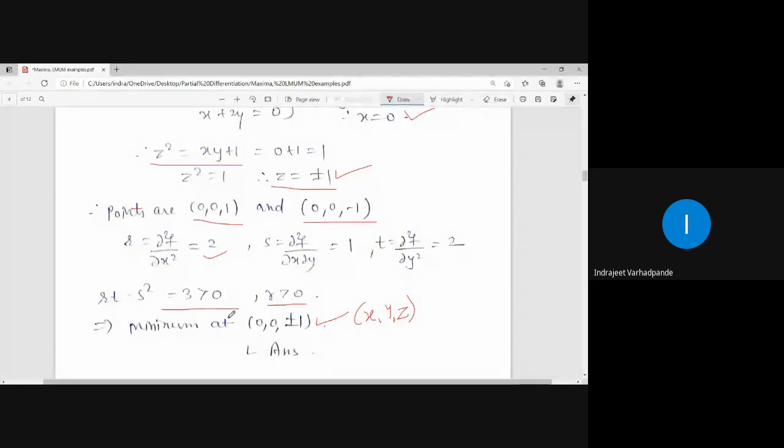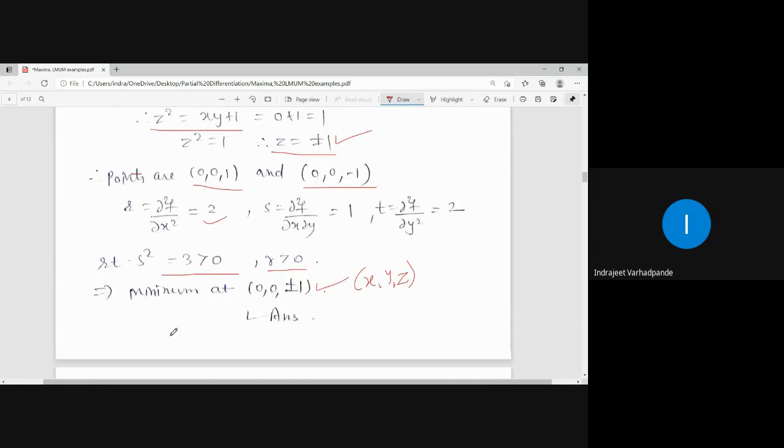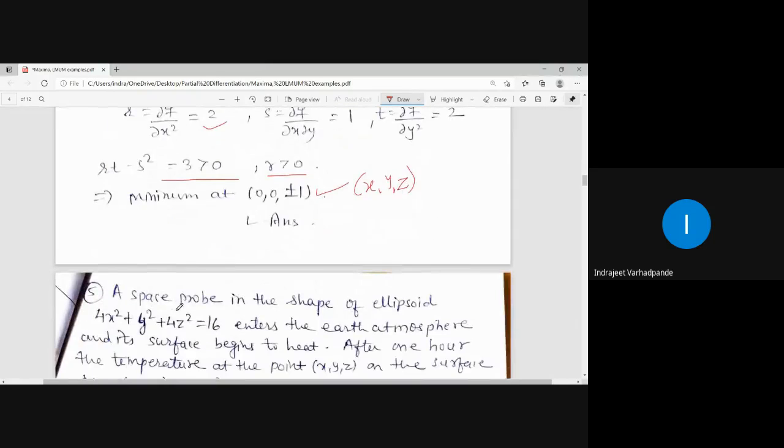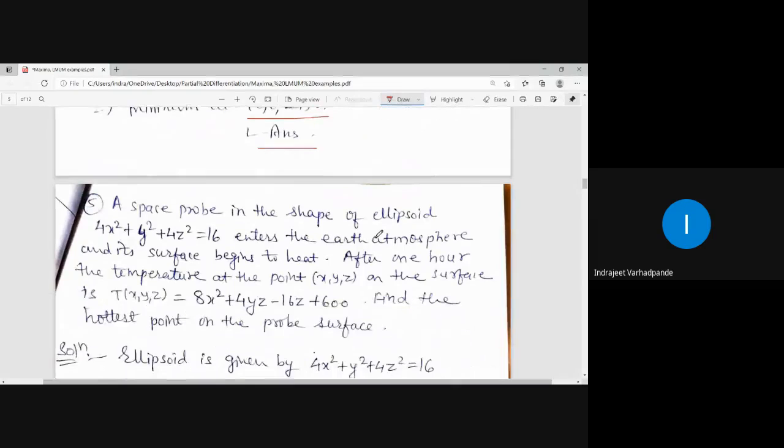Next question. So I hope it is understood. Nearest to the origin will be interpreted as distance is minimum. Clear? So the point is (0, 0, ±1).